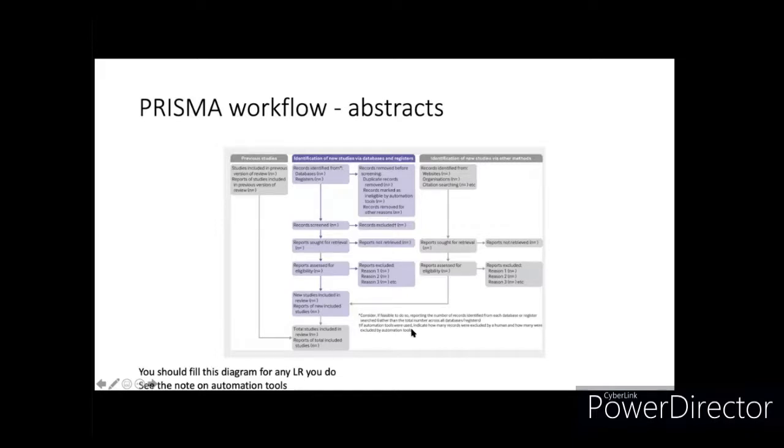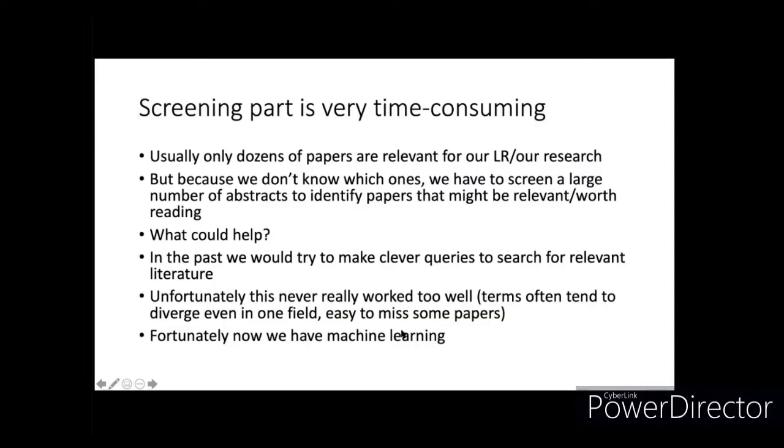If automation tools were used, indicate how many records were excluded by a human and how many were excluded by automation tools. Our case is a little bit interesting because we will use software that interacts with a human, but we would say that it's an automation tool. So we would say that this number of records was excluded by ASReview. It basically starts with how many studies you found on Scopus or in the database, and ends with how many studies were included in the final review.